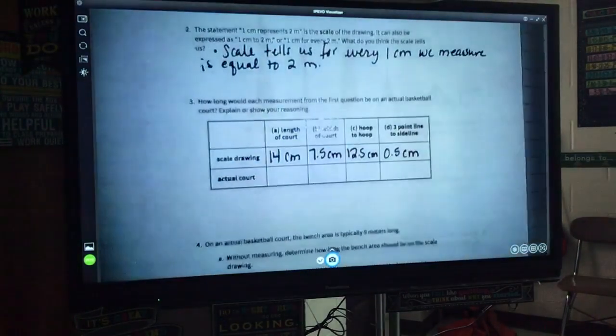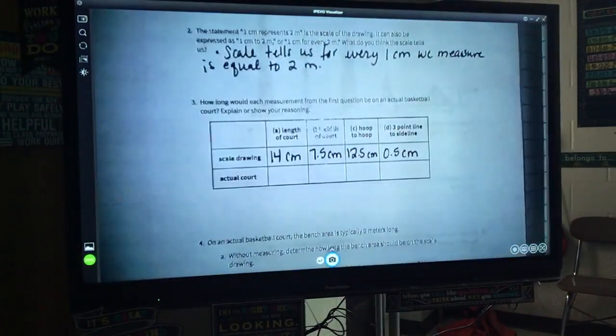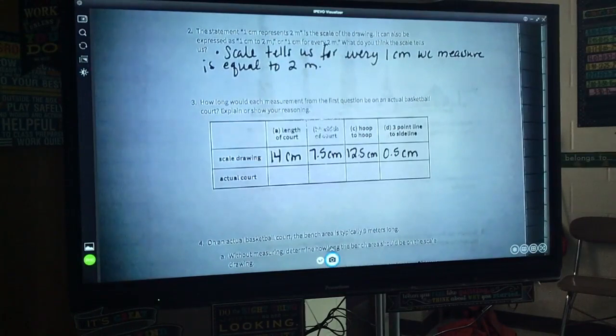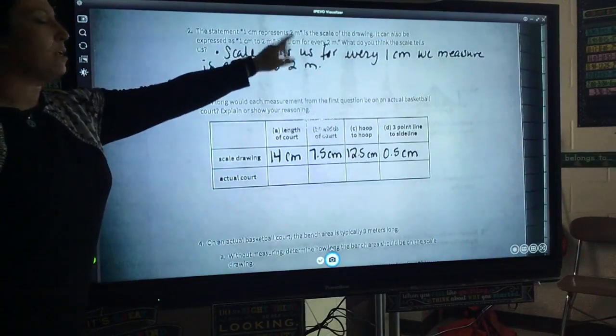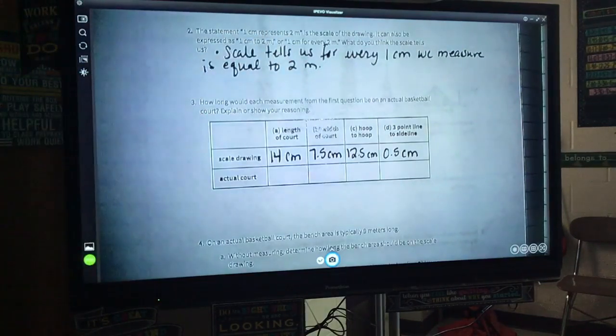All right. I have a question. Did anybody look at this as a ratio? Because that's exactly what it is, isn't it? Especially this one right here. The 1 centimeter to 2 meters, or 1 centimeter for every 2 meters. Again, remember when we first started this, I said it's very much like equivalent ratios. That's what a scale, drawing scale, factor scale, anything is.